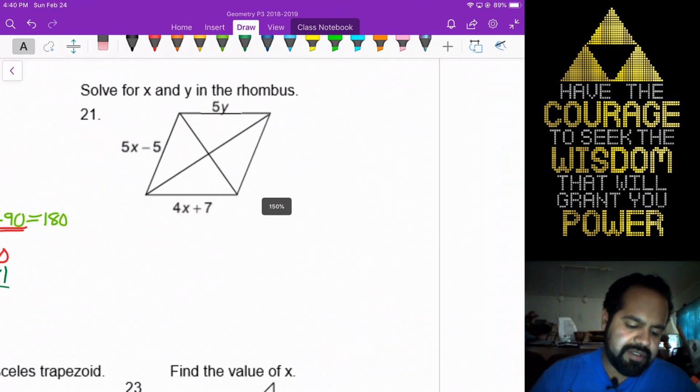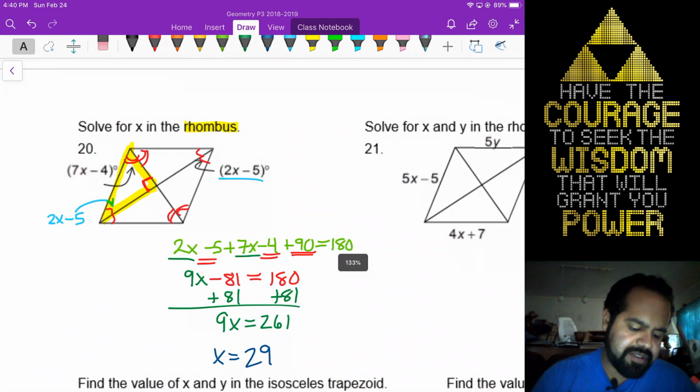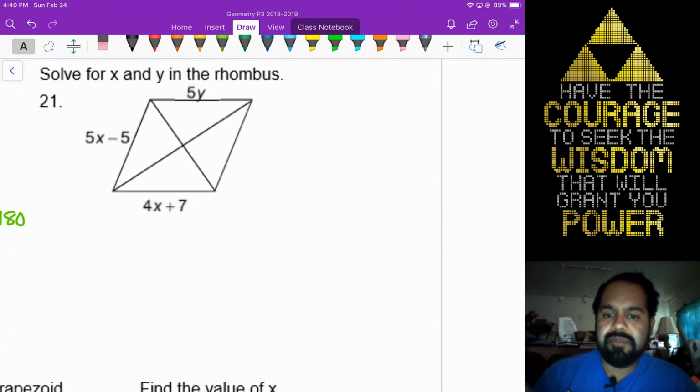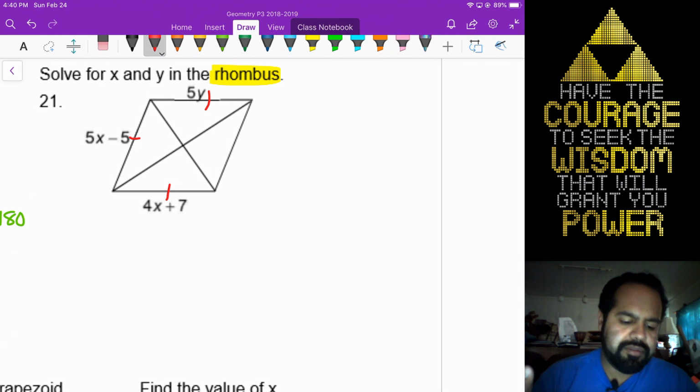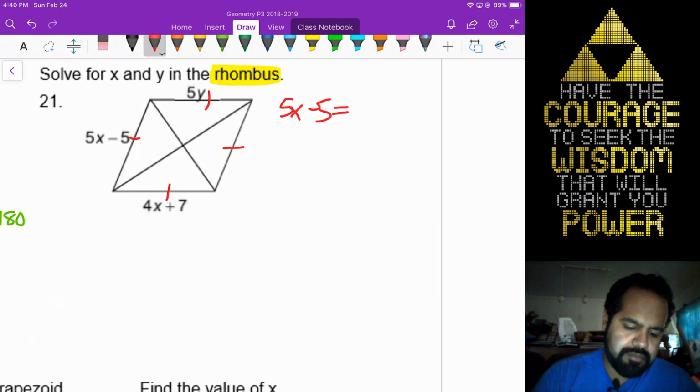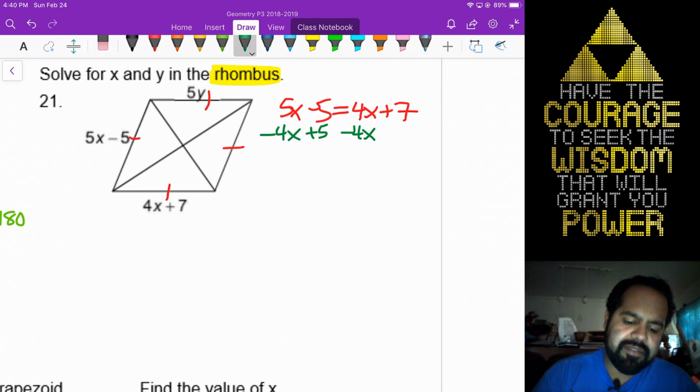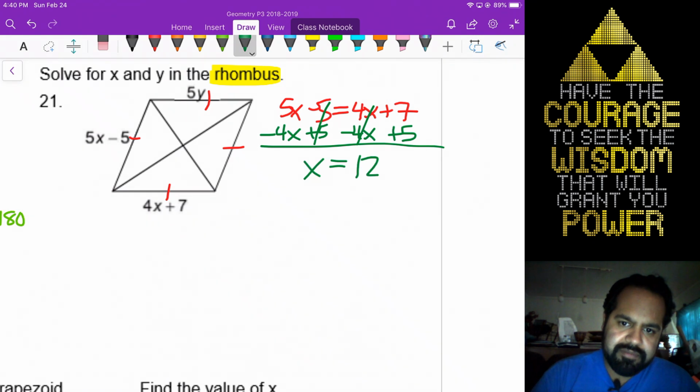Okay, cool. So now solve for x. That's all we have to do. Solve for x and y. It is a rhombus. In a rhombus, all four sides are equal. So can't exactly mix variables here. So let's solve for x first. So let's take away 4x, and then let's add 5. So then we're going to have x equal to 12.